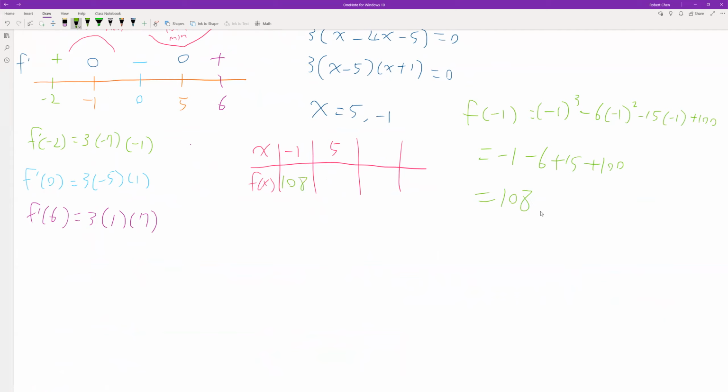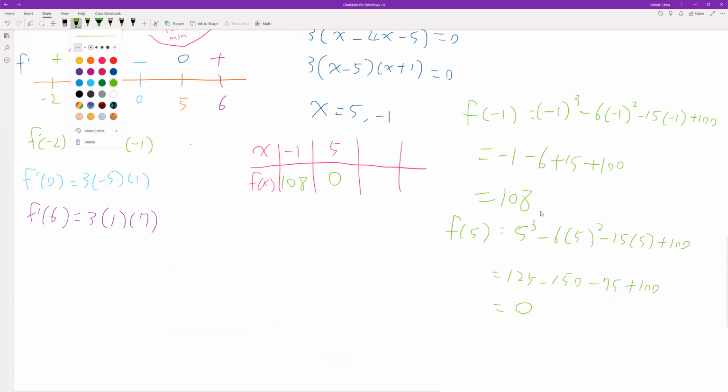Okay. And f of 5, which will be 5 to the third power minus 6 times 5 squared minus 15 times 5 plus 100. That will be 125 minus 150 minus 75 plus 100. All right, what is that? Negative 225, so 0. All right, so this is our local max, and that is our local min.